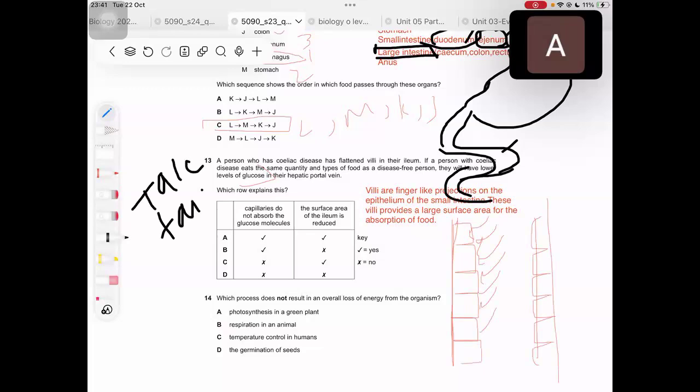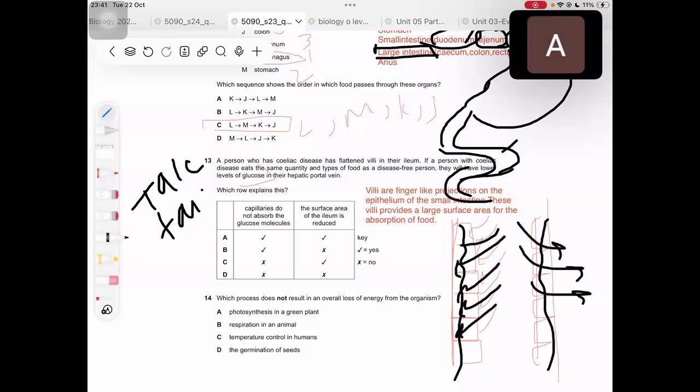But what will happen when the villi is flattened? That means the villi will be flattened like this, and the nutrients can't be absorbed effectively. Why? Because the surface area is reduced. That means all the nutrients will just pass through the ileum without being absorbed, because the villi doesn't have a large surface area.